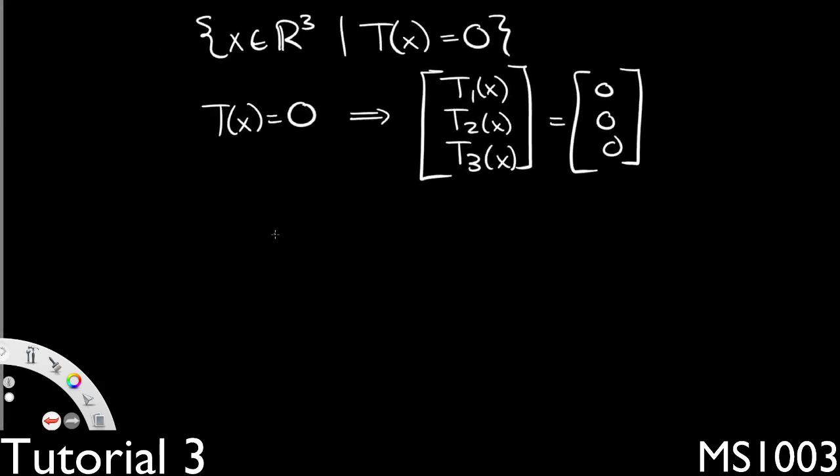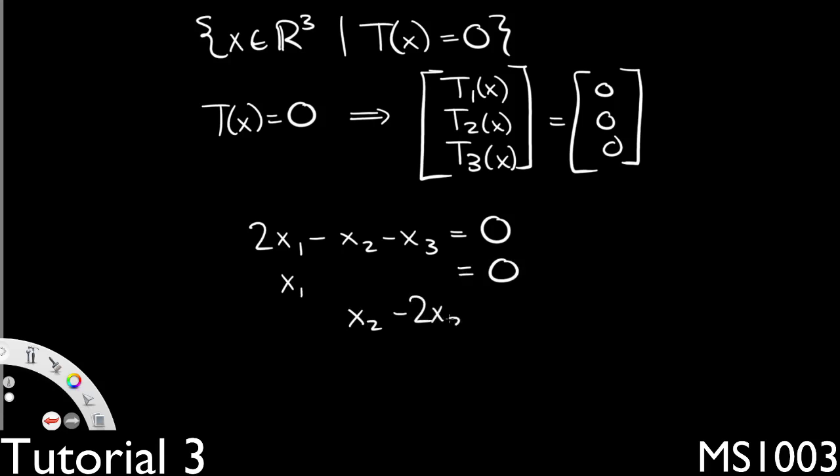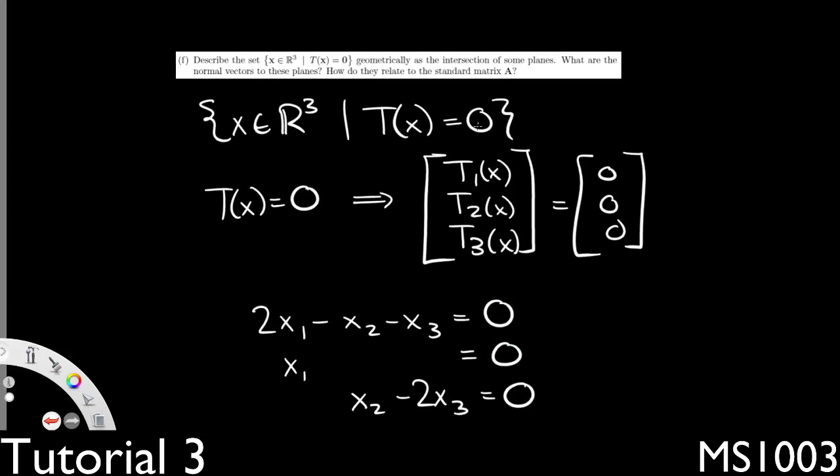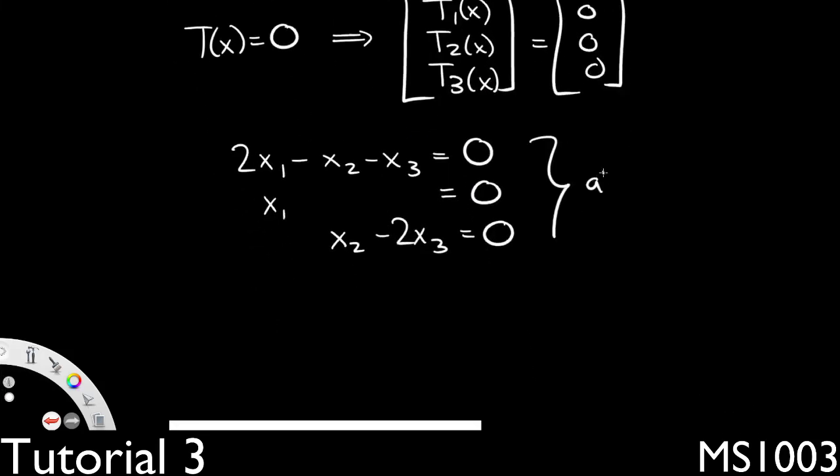So writing out our T1, T2, and T3 equal to 0, we find that 2x1 minus x2 minus x3 has to be equal to 0. We find that x1 has to be equal to 0. And we find that x2 minus 2x3 has to also be equal to 0. I've just aligned these equations so that all the parts are with each other. So for T of x to be equal to 0, I need all of these to hold.